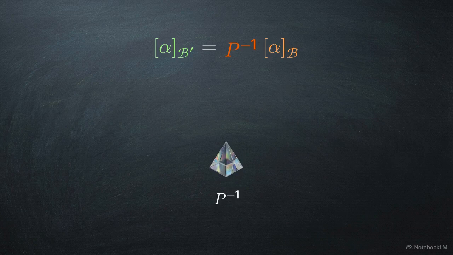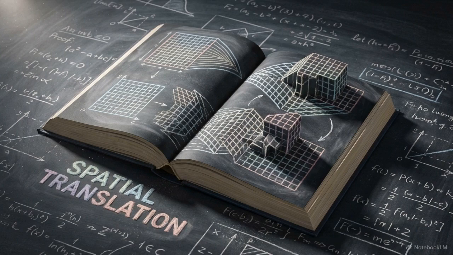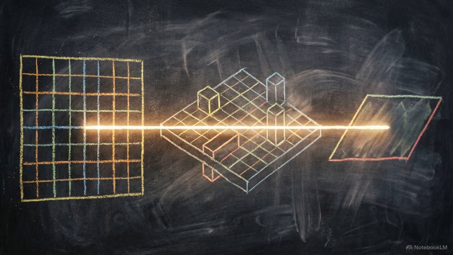To find our new coordinates, we algebraically rearrange the equation. We multiply the old coordinates by the inverse of matrix P. Input the old coordinates, apply the inverse matrix operation, and the new coordinates are reliably output on the other side. Matrix multiplication serves as the perfect geometric dictionary. It allows us to flawlessly translate numerical data across entirely different spatial reference frames.